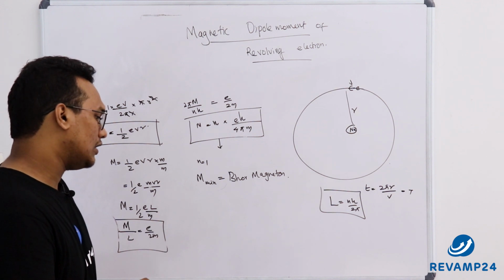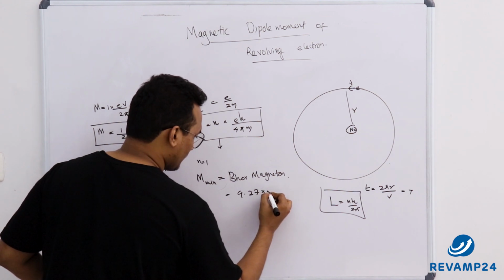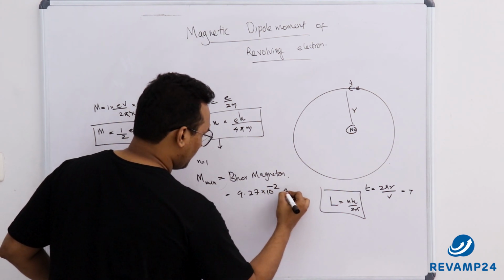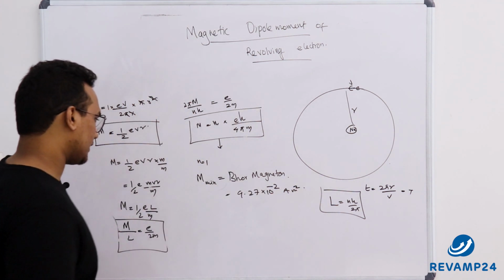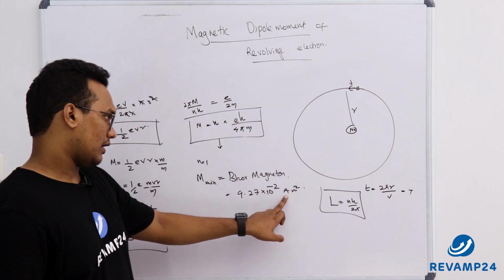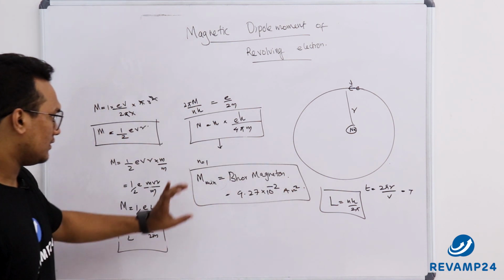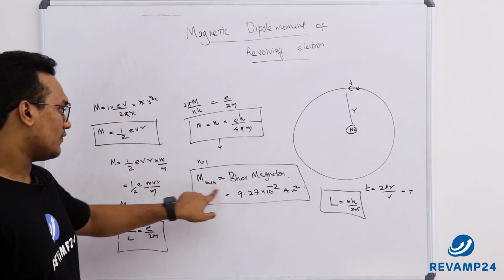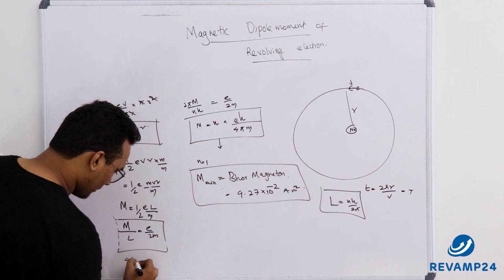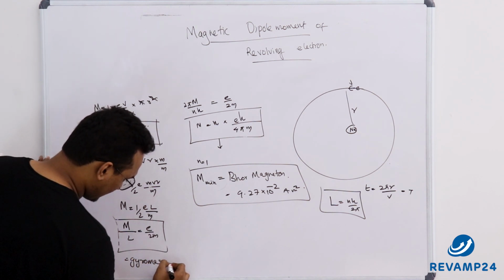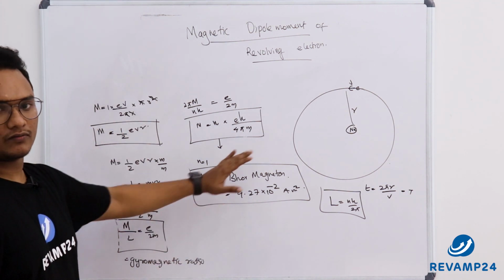When you substitute the values, you will get 9.27 into 10 power minus 24 ampere meter square. What is the unit of magnetic moment? I into A, right? So ampere into meter square. You can check the value once again with your textbook. This is the minimum value. This one is very important, and even this ratio. What is this ratio called? Gyromagnetic ratio. This one is a constant, e by 2m. Make a note of it. Thank you.